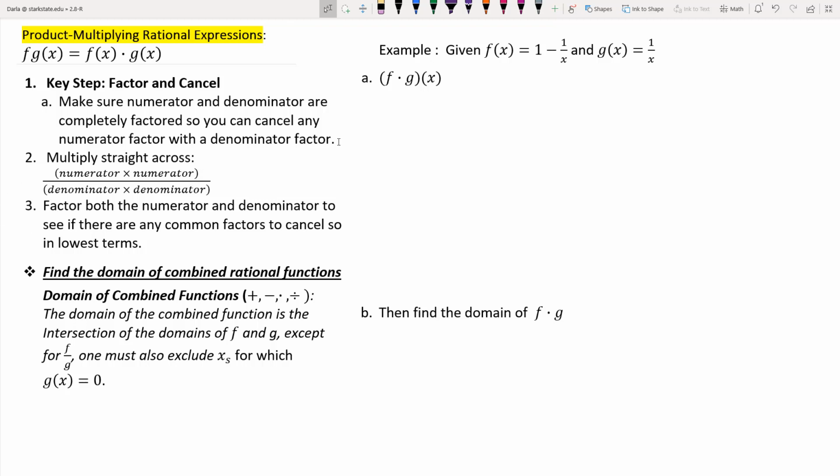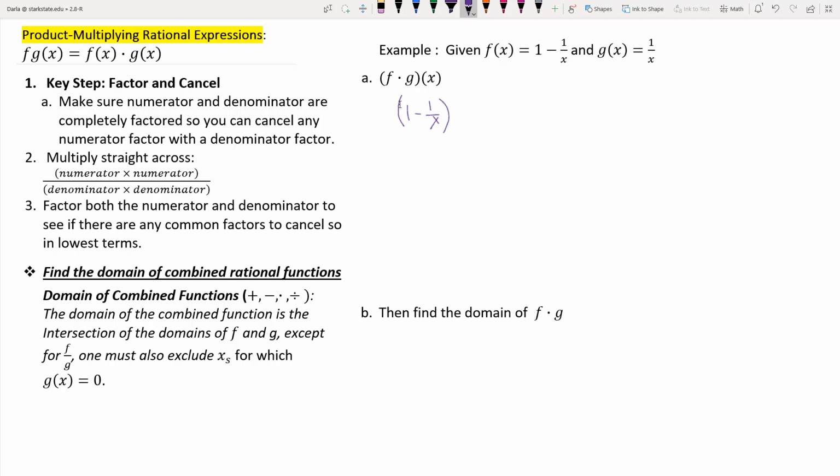The focus of this lesson is on multiplying two rational expressions together. So we can see that we have two rational functions, f and g, and we want to go ahead and multiply them together. So we're going to take f, which is 1 minus 1 over x, and multiply that by g, which is 1 over x.